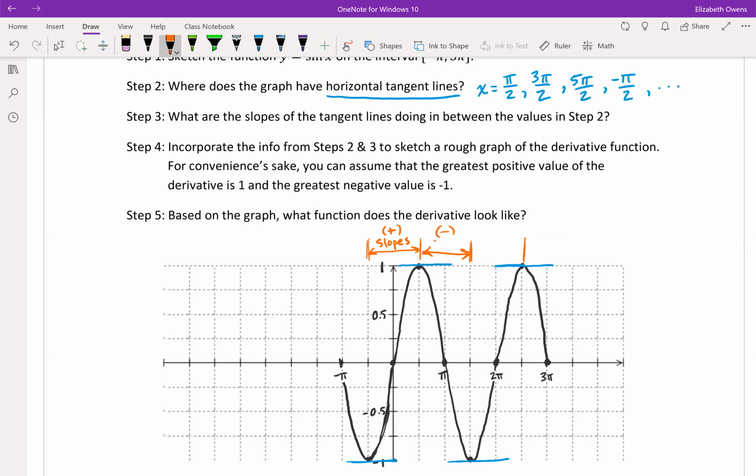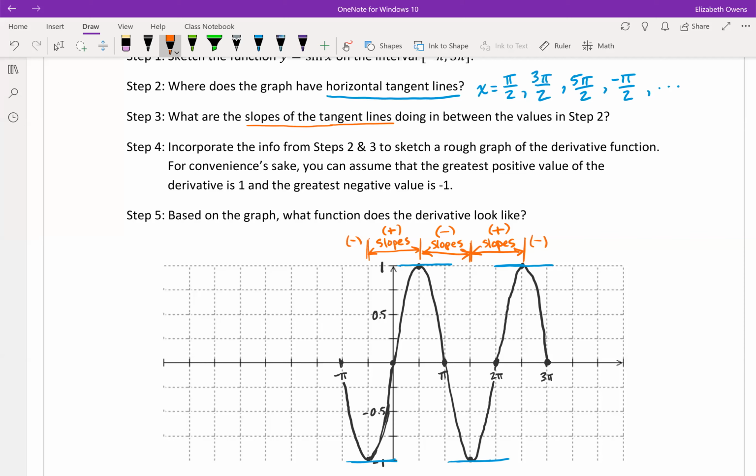Negative slopes. And then that pattern repeats again. On our next interval, we have positive tangent slopes as the graph starts increasing again. And then we could say there's some negative out here and a little bit of negative out here, but basically the slopes are alternating positive and negative in between those values where we have horizontal tangent lines.